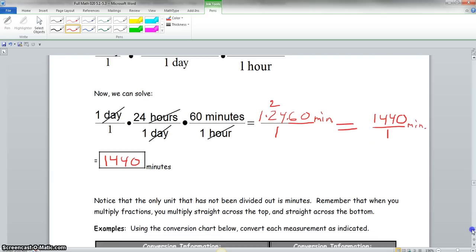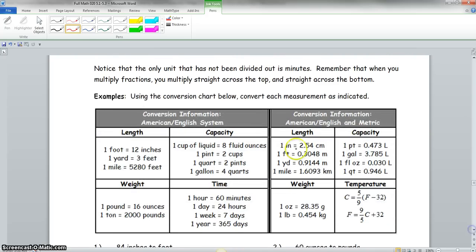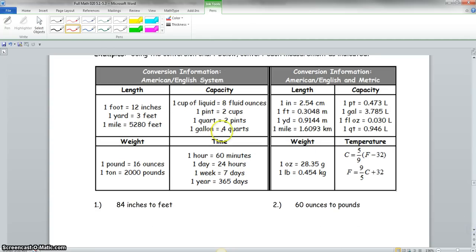Now we scroll down here. It says, notice that the only unit that has not been divided out is minutes. Remember that when you multiply fractions, you multiply straight across the top and straight across the bottom. Examples, using the conversion chart below, convert each measurement as indicated. Now this chart is provided in your notes. So we're going to start here with number 1.